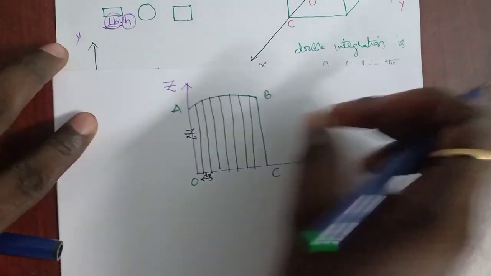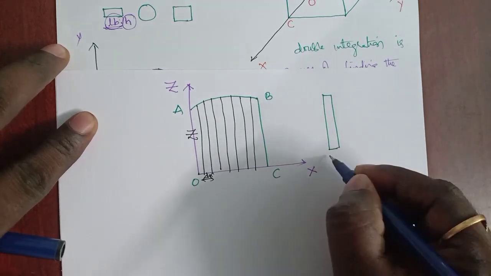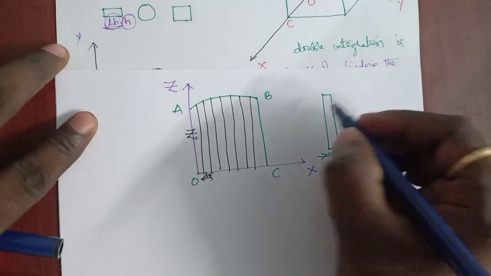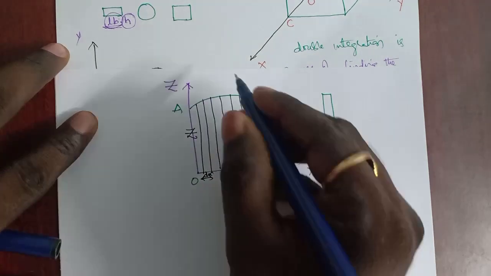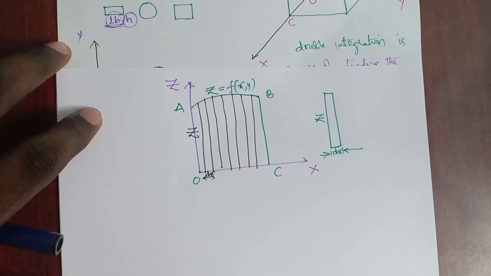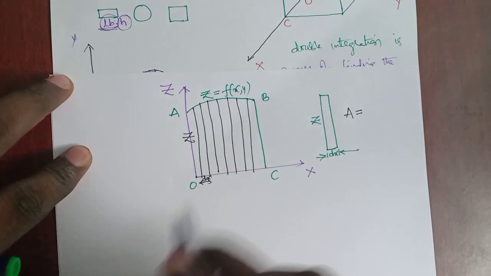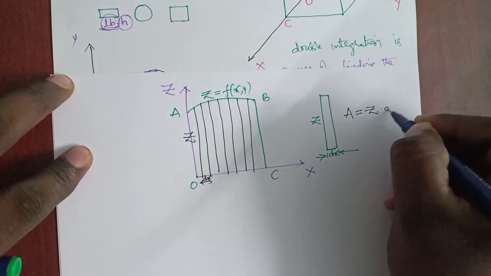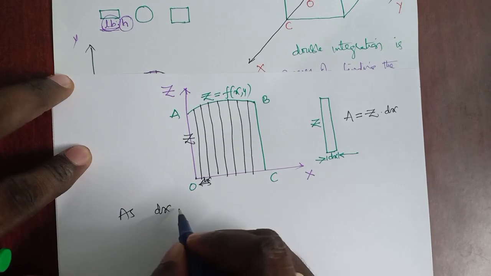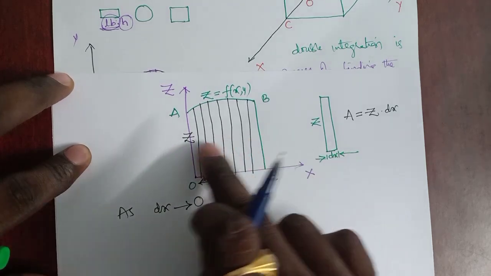Take this rectangular box. What is the width? It is dx, and the height is z, which means the function here is z in terms of x and y. Now what is the area of this rectangular box? A equals length into breadth, which is z into dx.